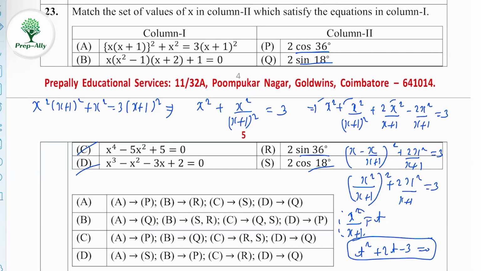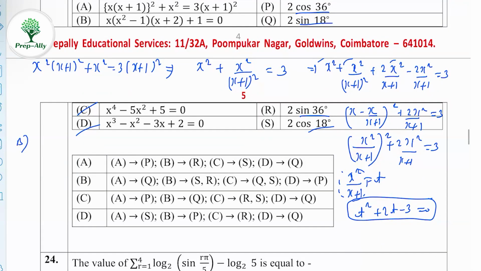Sin 18 degree, what is the value? Okay, all those things. Now the B part. In B also, I'll solve x square minus 1 x plus 2 plus 1 is equal to 0. So (x minus 1)(x plus 1)(x plus 2) plus 1 equal to 0.